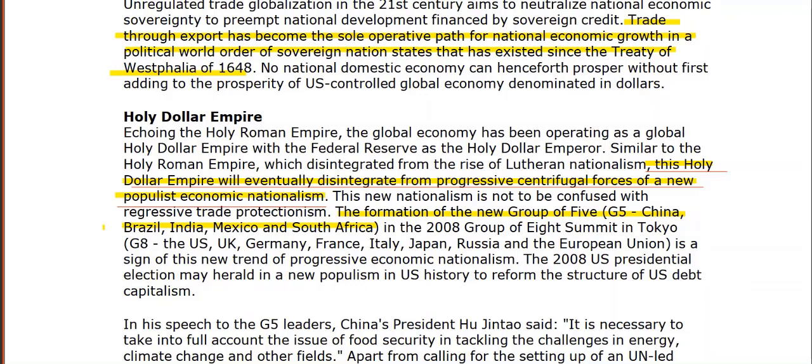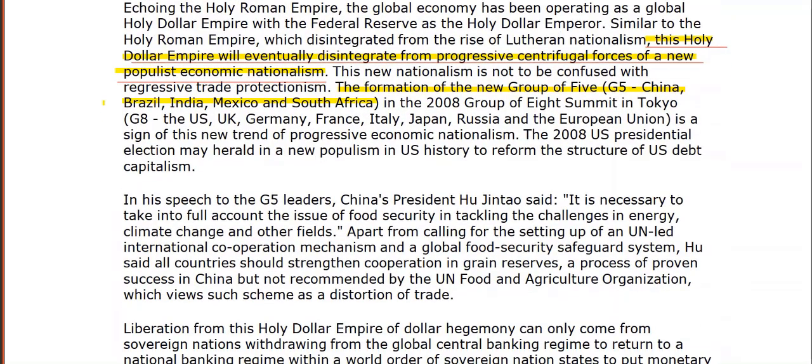This new nationalism is not to be confused with regressive trade protectionism. The formation of the new group of five, and this is, look at this, China, Brazil, India, Mexico, and South Africa, and the group of 8 summit in Tokyo, G8, the US, UK, Germany, France, Italy, Japan, Russia, and the European Union, is a new sign of this trend of progressive economic nationalism. The 2008 U.S. presidential election may herald in a new populism in history to reform the structure of the U.S. debt. I think Obama didn't do it, but I think Trump is doing it, if that makes sense. Anyway, continuing.